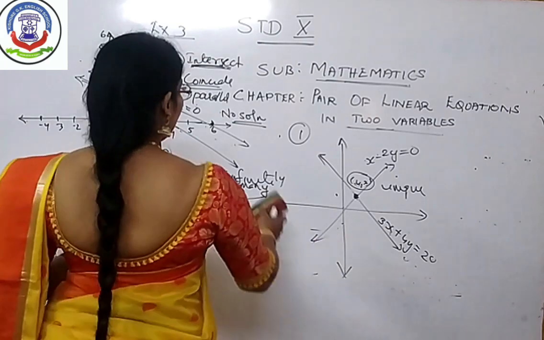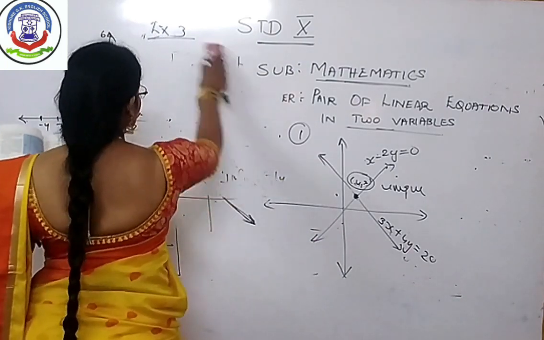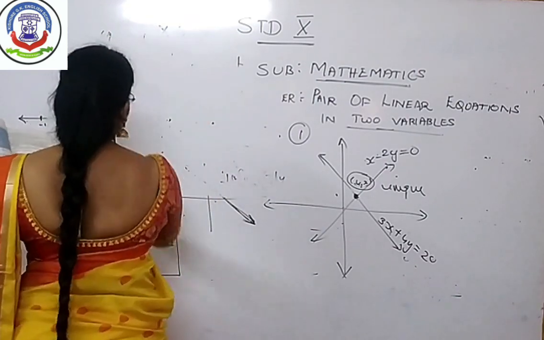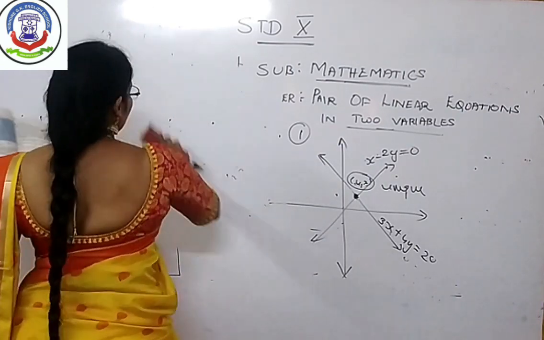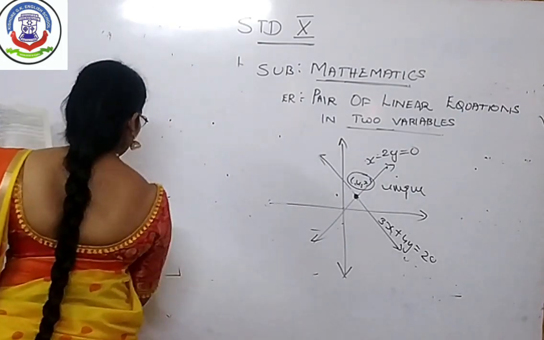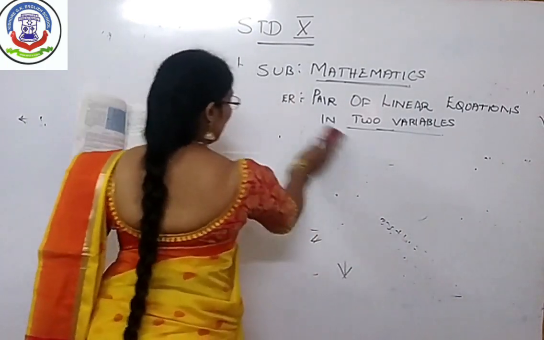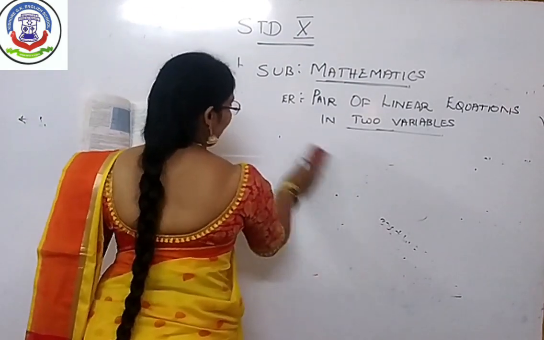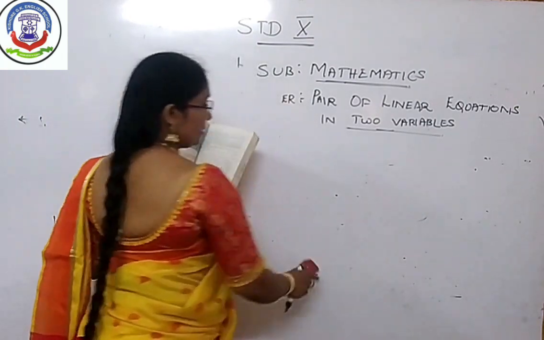So here 2 persons are there. Who are the 2 persons? One is Aftab and the other is his daughter. So let us take these 2 persons' ages, a comparison of their ages. So we can write down their ages as variables. And which variables are we going to take? One is x, the other one is y.